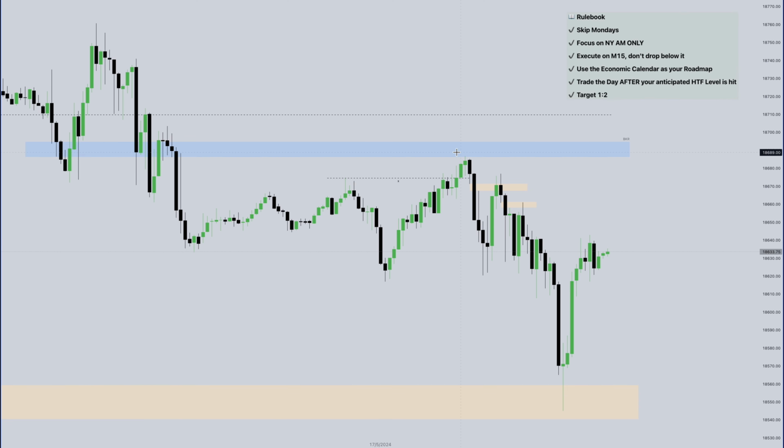And then we trade on Friday. So that's also good. And the target is 1 to 2. So if you would have traded right here, and your drawn liquidity was this fair value gap, stop loss above here, then the 1 to 2 was right here. And the other trade was 1 to 2 like this.